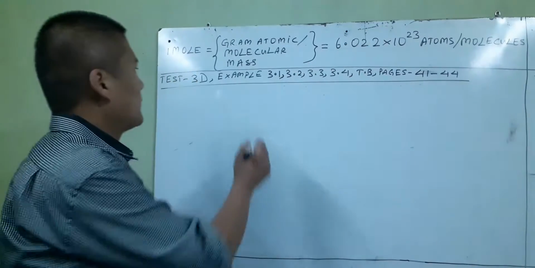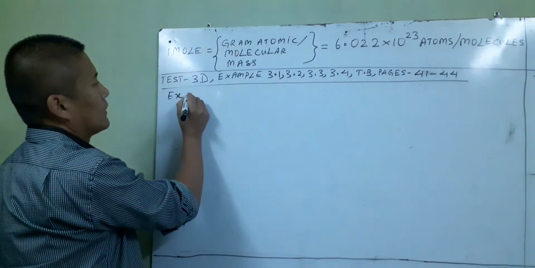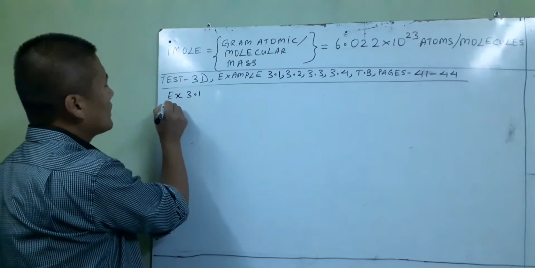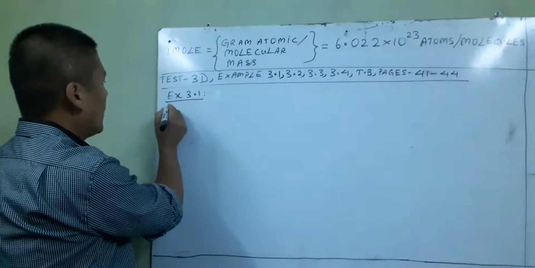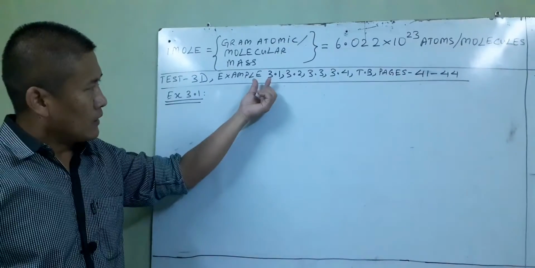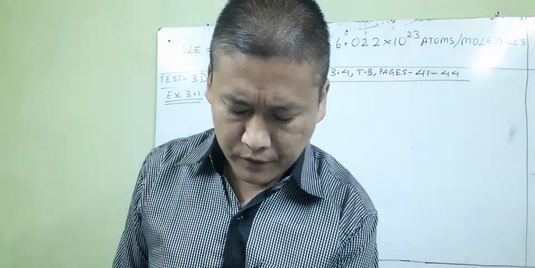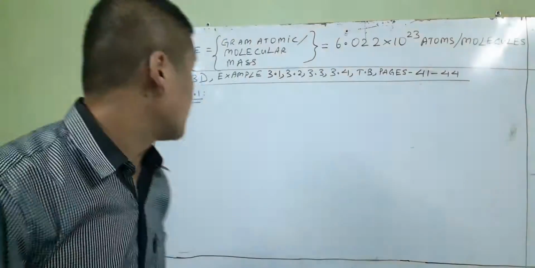Okay, let us start with the first question, test 3D here. The first numerical test in this chapter, 3.1. It's quite easy if you just follow carefully and remember this formula especially. Now the first question here, 3.1, is on page 41. So let us go there and see. On page 41, let me read the question. Example 3.1a, calculate the relative molecular mass of water. So let us do that.